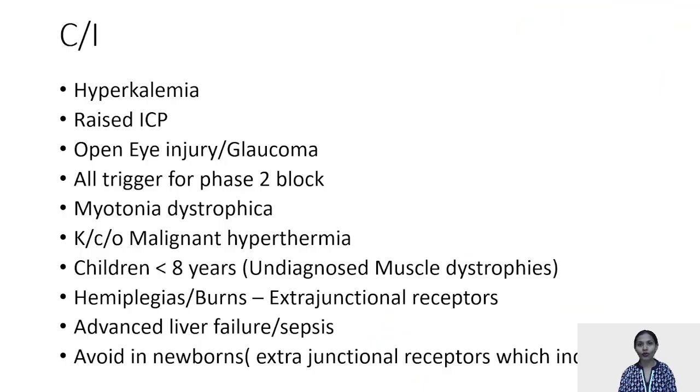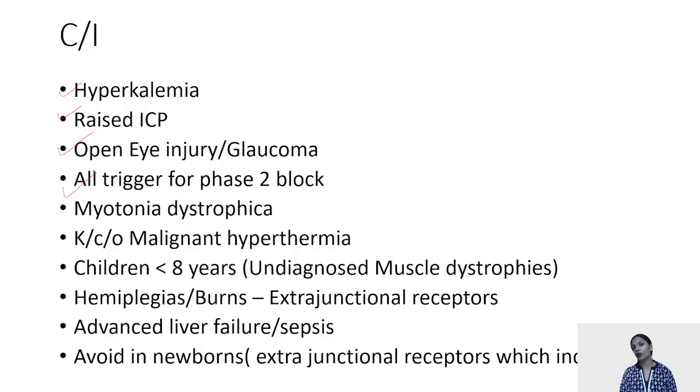The contraindications to scoline: hyperkalemia, which we have already understood. Increased ICP, I told you. Open eye injuries, glaucoma, again because of the increase in IOP. Everything that can trigger a phase 2 block is contraindicated, like prolonged infusion of scoline, repeated doses of scoline, or if you have to give a very high dose of scoline. Myotonia dystrophica, and the patient being a known case of malignant hyperthermia. Children less than 8 years, please don't give scoline if not required.